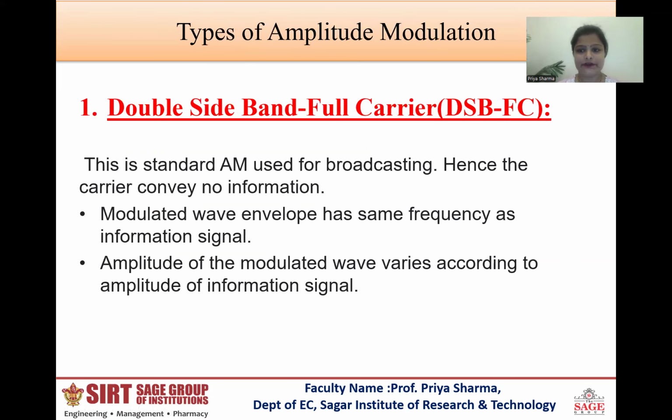Now, based on this frequency spectrum, amplitude modulation is further divided into four types. First is double sideband full carrier, which is simple AM. This is the standard AM used for broadcasting.